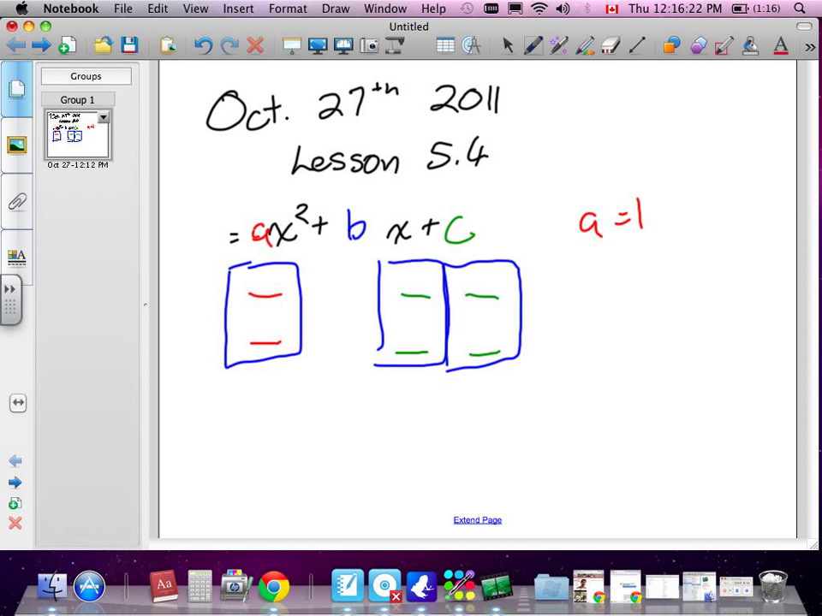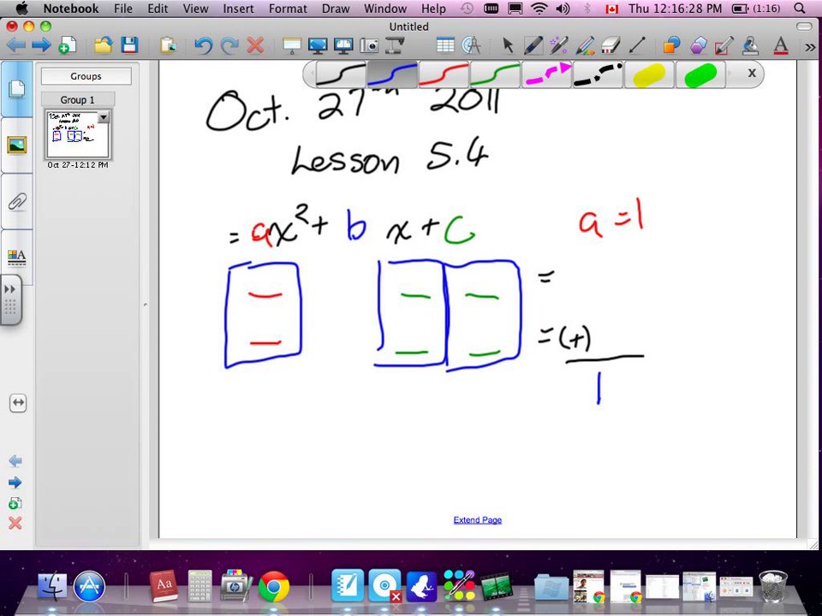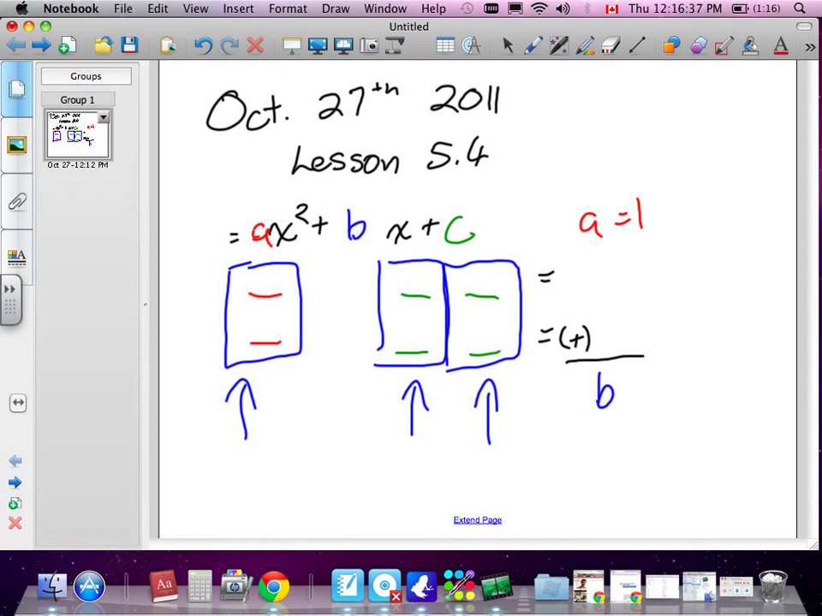And then what we're going to do is multiply our factors of a by one set of factors of c. We're going to multiply them. Whatever the products are, we're going to add together, and they need to equal b. Now, it's very confusing because I haven't put any numbers there. Okay? So we're going to actually use an example.